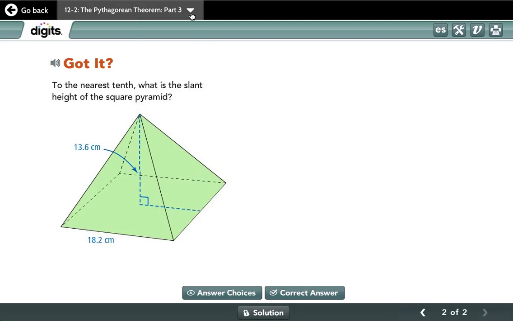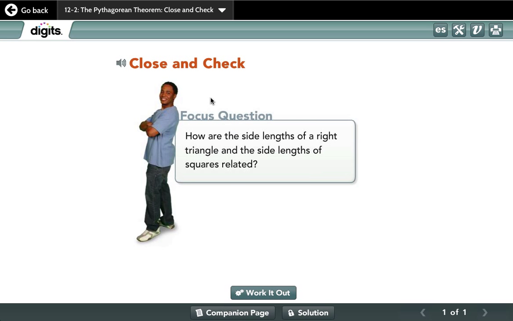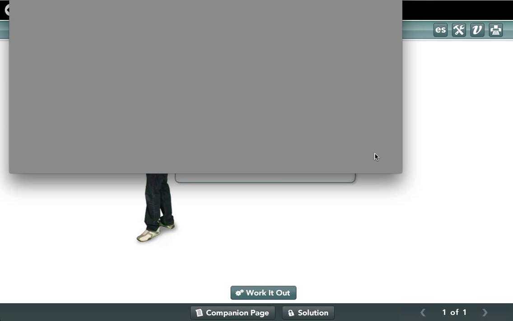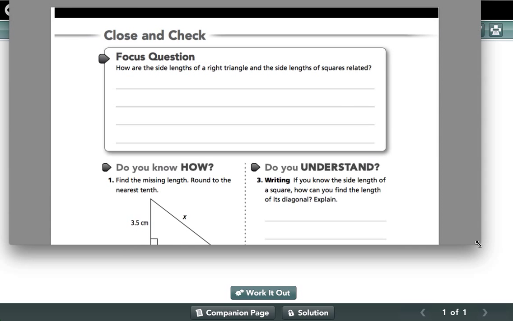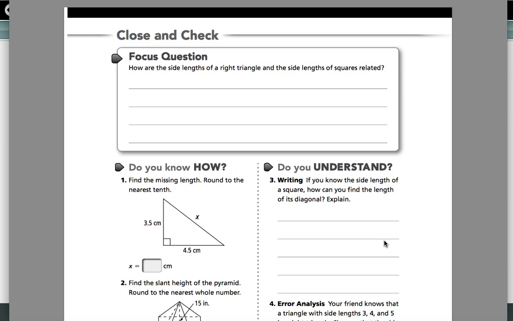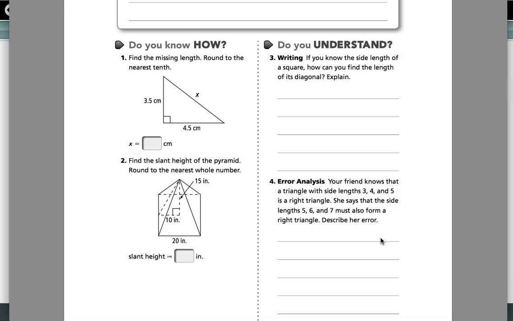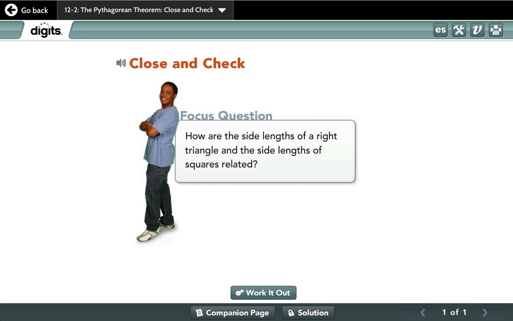Once you're done with the 3 parts, then there is the Close and Check. The Close and Check on the screen just asks that focus question again, which you can have a discussion. But in the Student Companion book, there is a page. It has excellent questions. It has the focus question at the top. And then it has questions on the left-hand side, kind of like what you did in class. Questions on the right-hand side are a little bit deeper where they have to do a little more writing. If you have time, do all these and discuss them in class as well. Usually that will take up a class period.